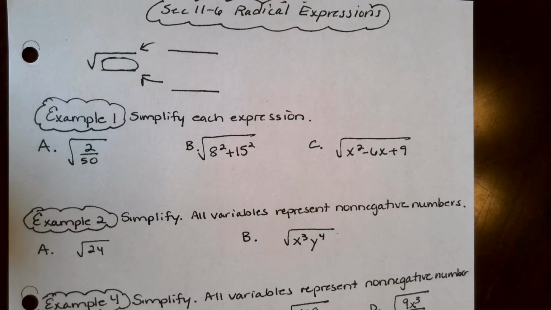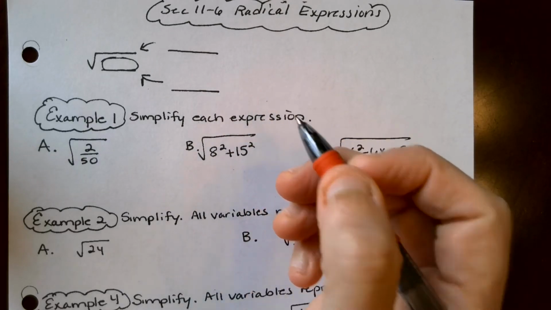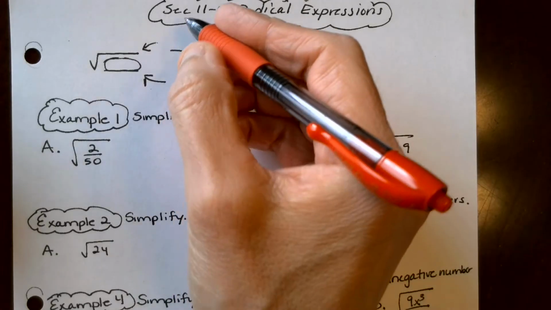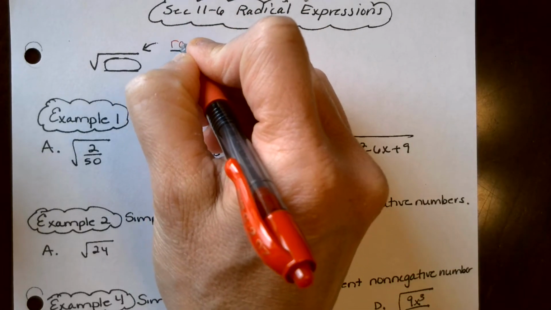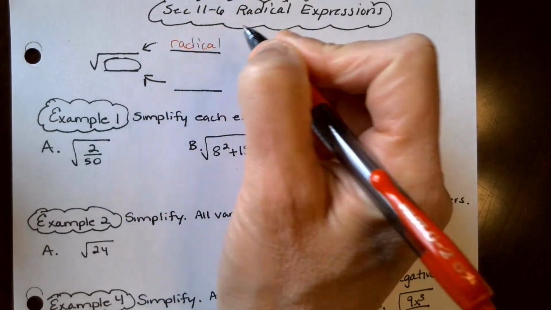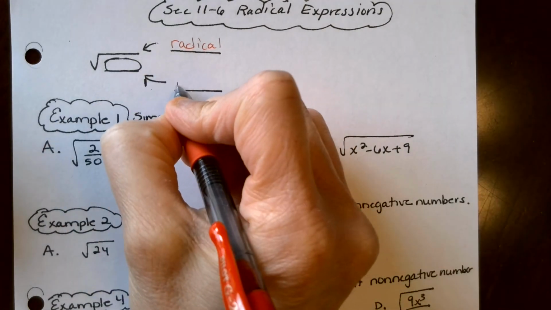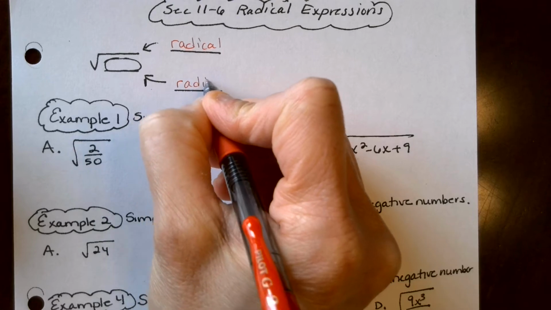Radical expressions. They're just radical. So, in math world, what does radical really mean? Well, it is another reference for the square root sign. It's called the radical. Okay. And whatever's in there is called the radicand.